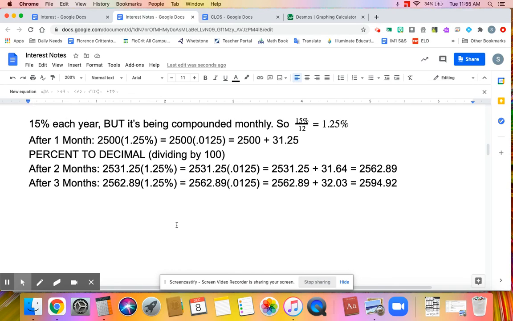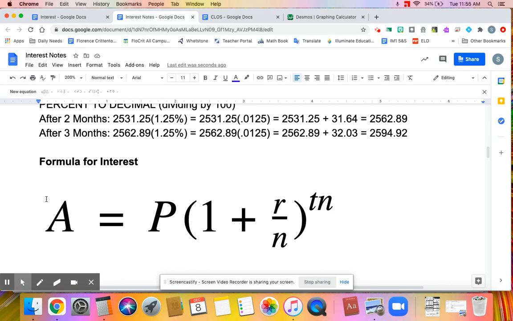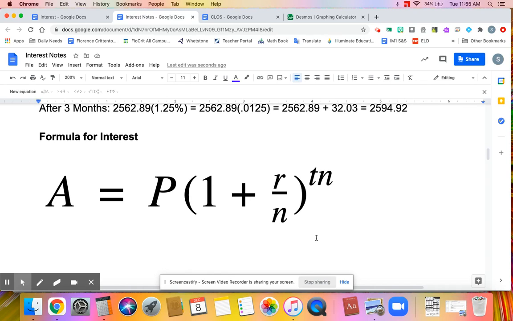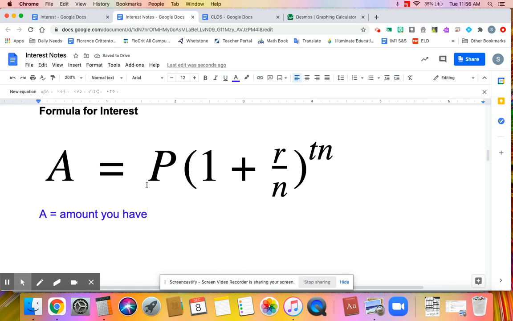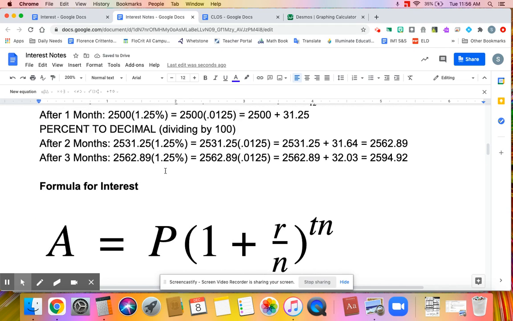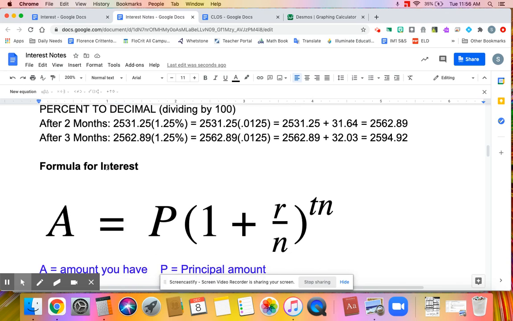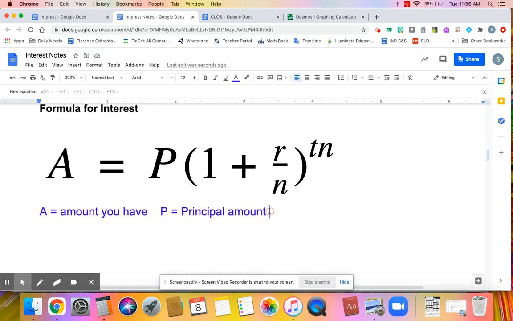So I'm going to talk about the interest formula. So this is the formula for interest. And so I'm going to quickly explain what all the letters mean. A stands for the amount you have. And to figure out the amount you have, you're going to take your P, which is your principal amount. That's your starting amount. So in this case, it would be the $2,500 that we started with. And you're multiplying it to this weird thing, which I'm going to explain in a minute. The one's always there. The R stands for your APR, your interest rate. The N stands for whatever you're compounding by.